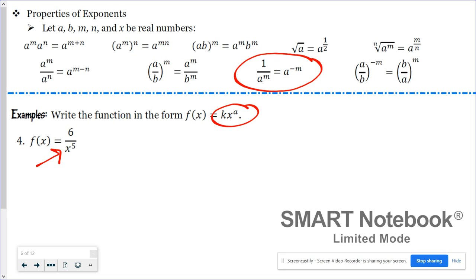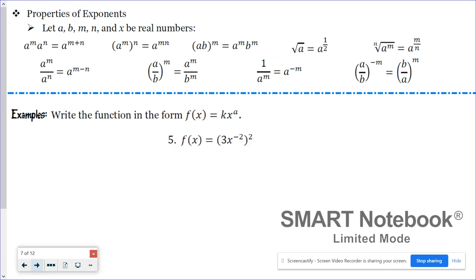move it. Now, when I move it, the exponent's going to change signs. So notice right now, x to the 5th power, it's in the denominator, it's all positive and happy. And when I go and I bring it up to the same level as the 6, that exponent will change signs. So it was happy in the denominator, but when I took it out of the denominator, its attitude changed and became negative. And 6x to the negative 5th is a power function.